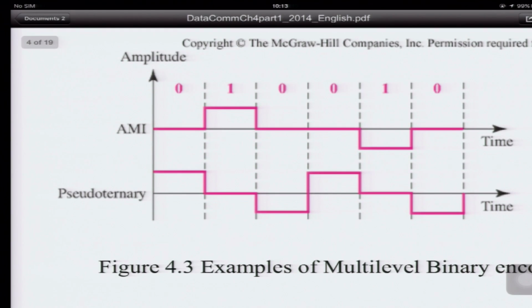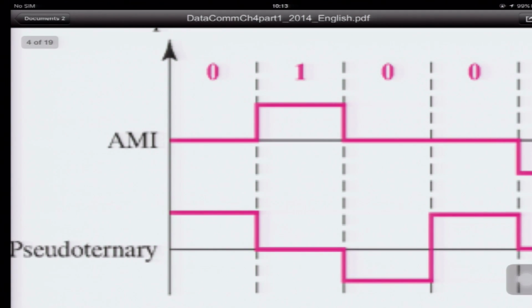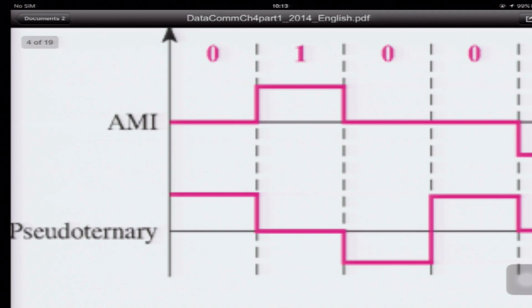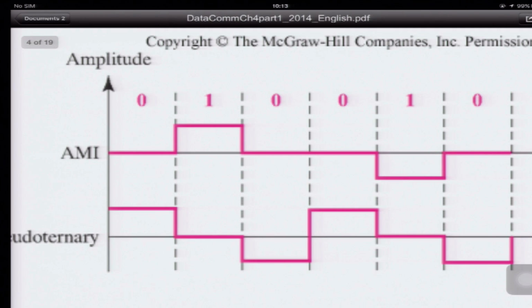For the pseudo ternary, it's opposite. When you're sending 1, you send nothing, the voltage is 0, and if the bit is 0, then you send plus or minus voltage. So when it's 0, for pseudo ternary you send, for example, plus 5 volt. For the next 0, you send minus 5 volt. For the next one, you send plus 5 volt. So you alternate between plus and minus voltage for 0 bits.